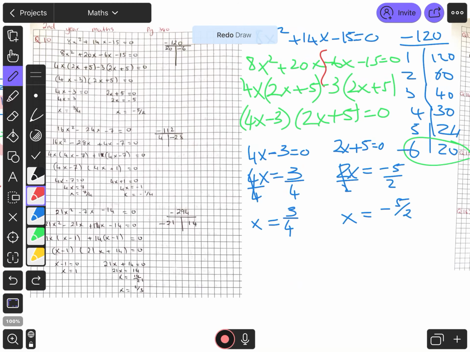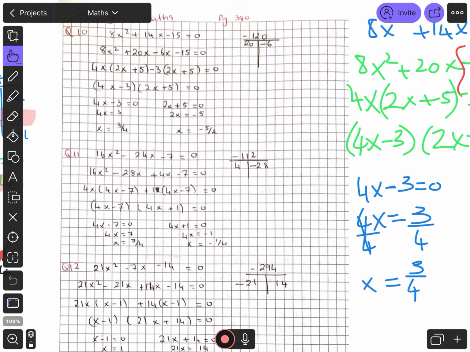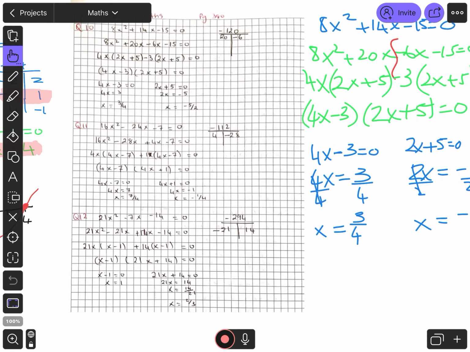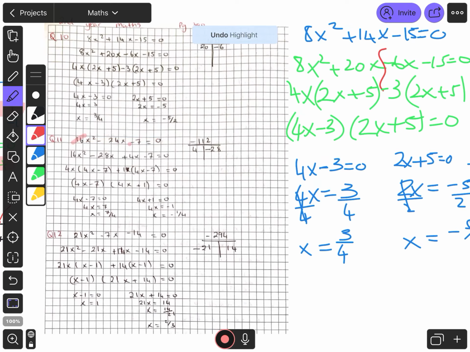The other method is just solving. Right, let's take a look then at these questions. So we've done the first one. We're now looking at 11 and 12, and these are the ones on page 380. So this one here, first thing is multiplying the first by the last, and that gives us minus 112. So again, I'm checking all the numbers for 112, and I come across 4 and 28, and I can see that if I subtract them, I get a minus 24. So 4 and a minus 28 is what I'm going to use to make that minus 24.